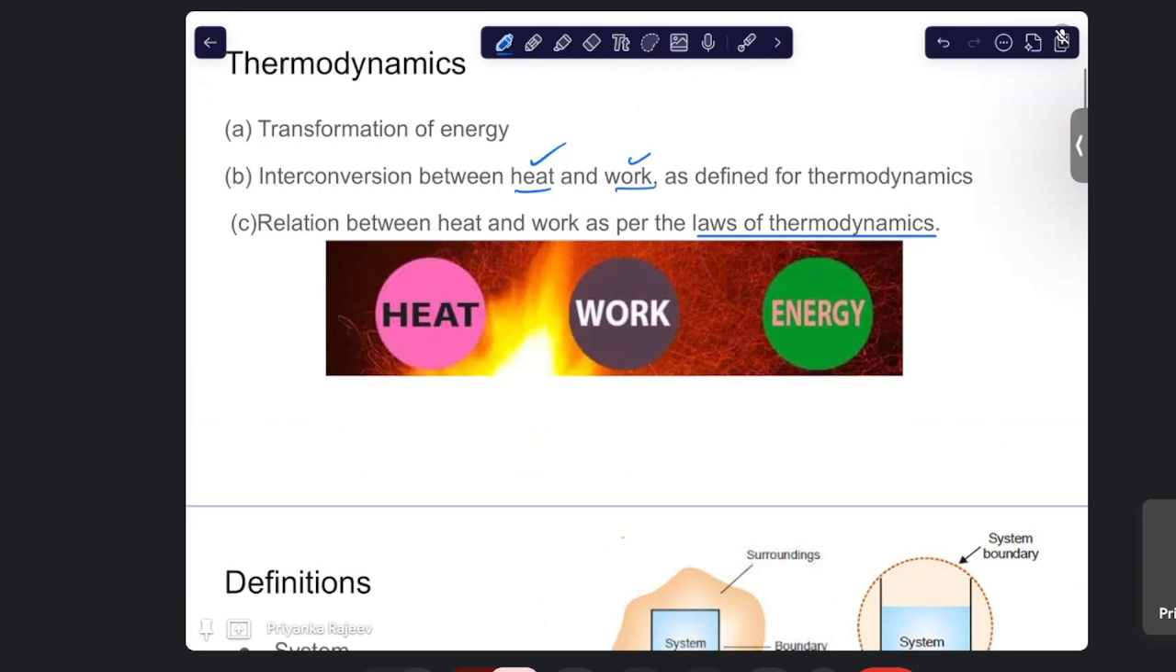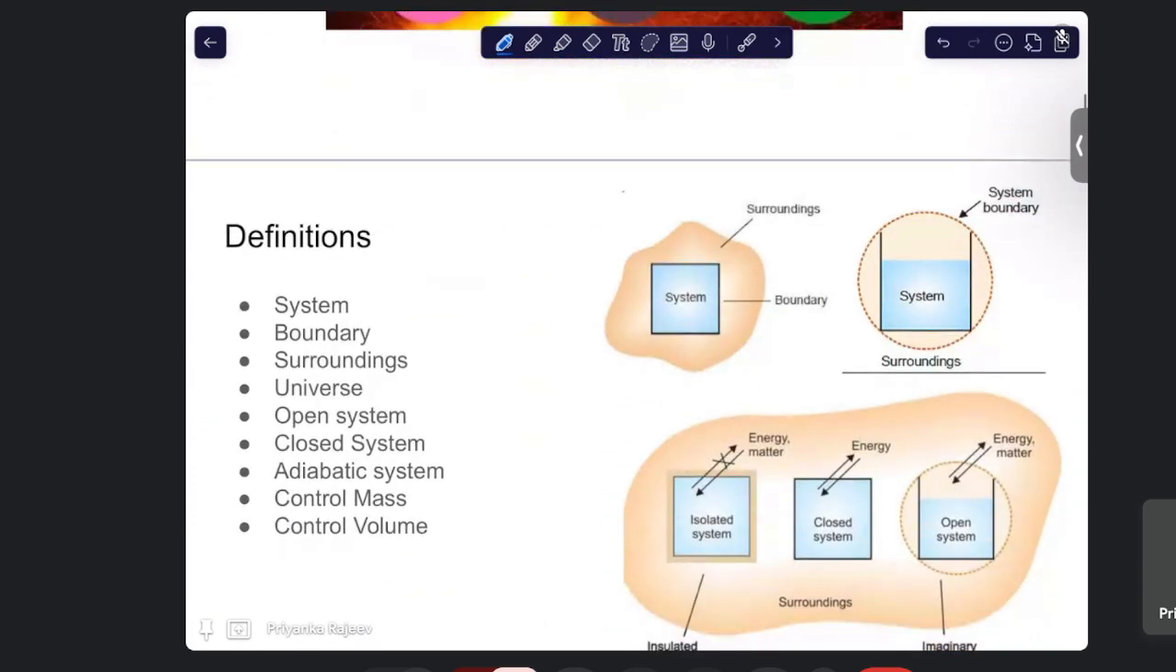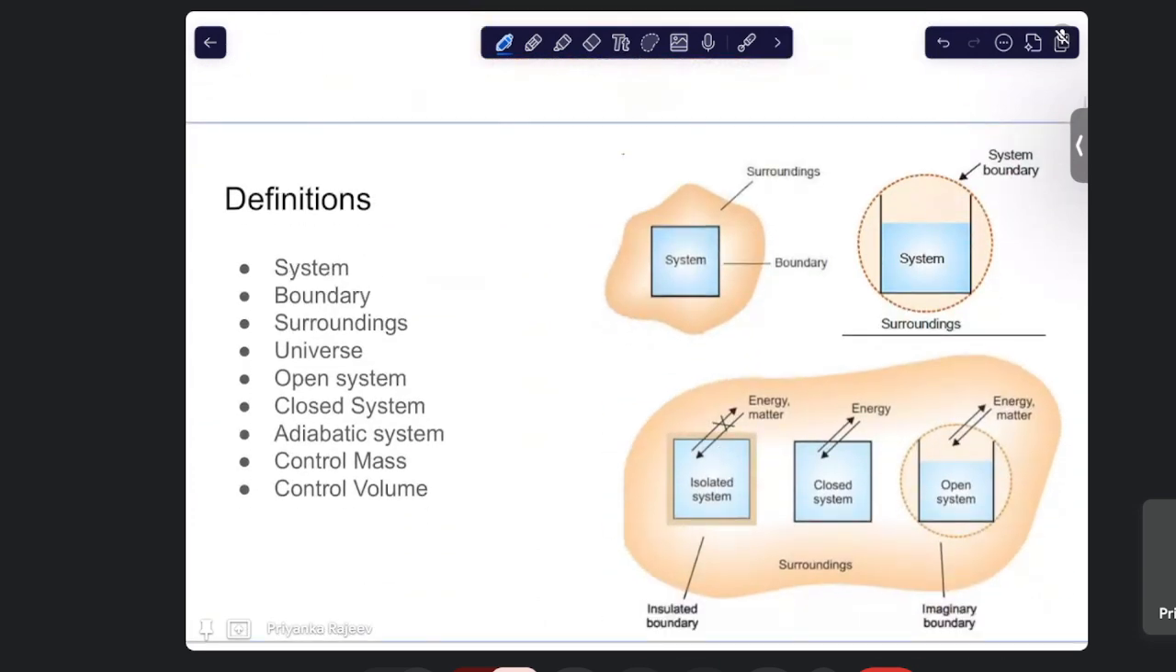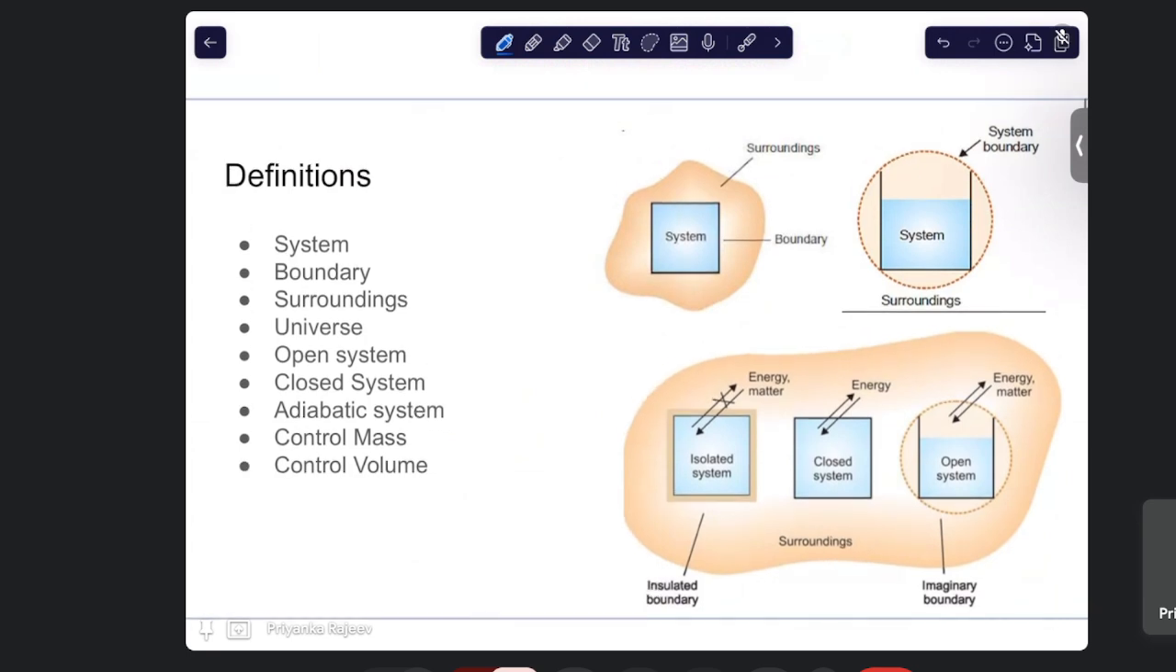Now, definition of basic terminology is as follows. So first we will start with system. So what is a system? System is the part of the universe that we are studying. We define everything around us and including us as universe. So a part of the universe will be under our observation when we are solving a problem.